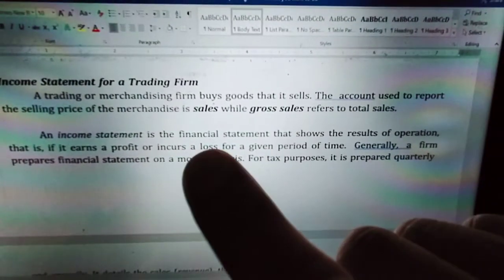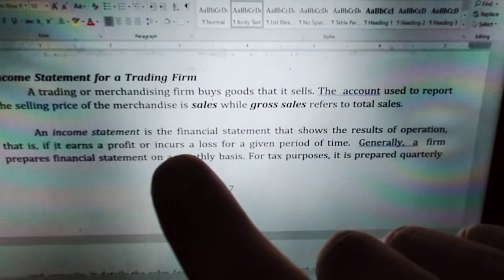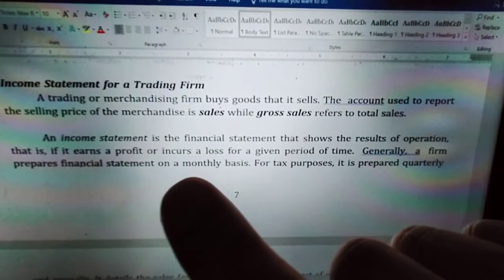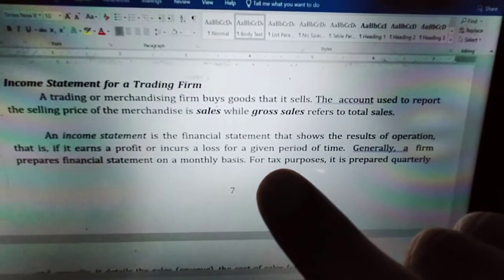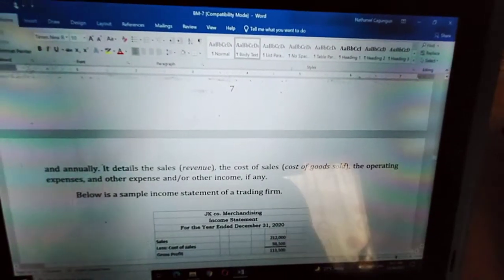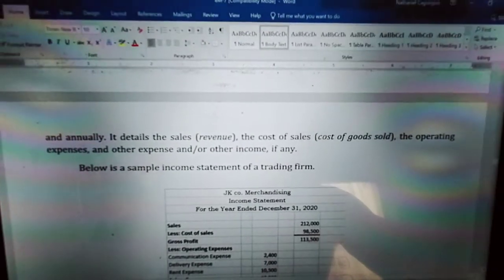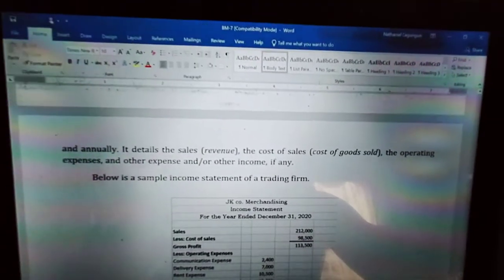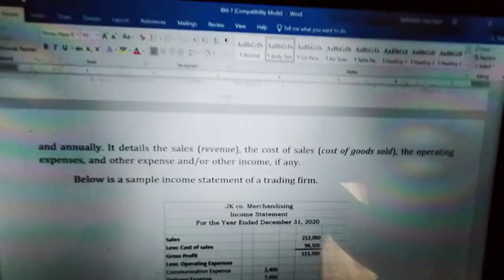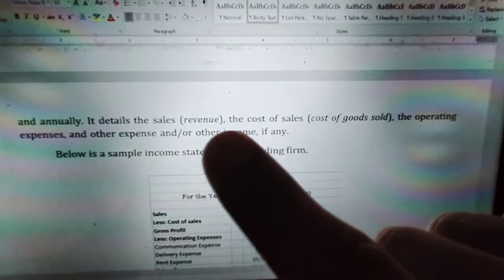So, an income statement is the financial statement that shows the result of operation, that is, if it earns a profit or incurs a loss for a given period of time. Generally, a firm prepares financial statements on a monthly basis for tax purposes. Importante ito for tax purposes. It is prepared quarterly. Bakit kailangan ng income statement? Lalo na kung ikaw ay nasa bangko or magkakaroon ka ng sariling business, o kaya naman ikaw ay na-hire as accounting, nasa financial department ka.